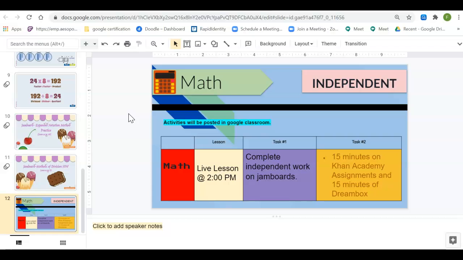And lastly, this is just our reminder about what independent work you have. Make sure to complete the independent work on the Jamboards, the previous Jamboards. Also today you have 15 minutes of Khan Academy that has already been assigned to you, and also 15 minutes of Dreambox that you are required to work on today.